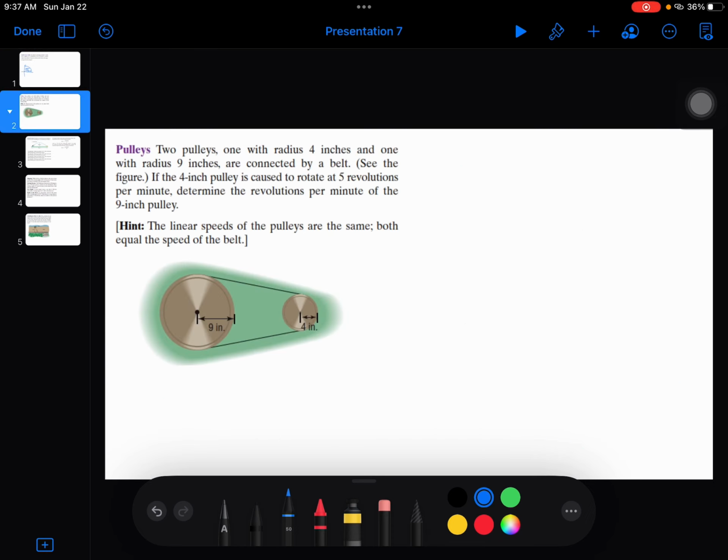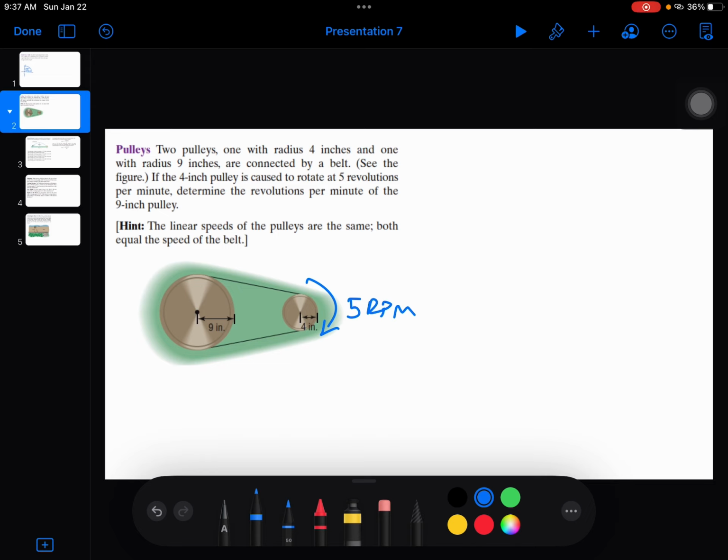Next example has some pulleys. This is pretty relevant for any kind of machine that uses pulleys anyway. So we got 2 pulleys, one with a radius of 4 inches and one with a radius of 9 inches. They're connected by a belt. The 4-inch pulley rotates at 5 revolutions per minute, and that's RPMs. So we got moving around in speed of 5 RPM. Determine the revolutions per minute of the 9-inch pulley.